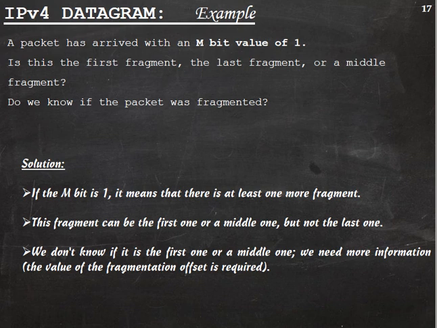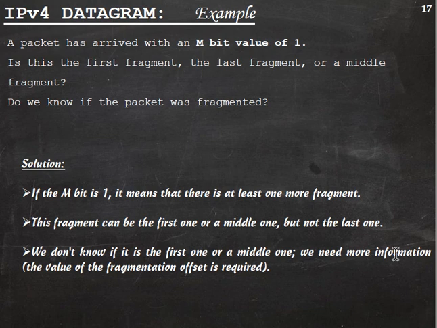As I said, if the value of m is equal to 1, it represents that there are still more fragments. So still more data has to come, and it might be one or more packets. So it is not the last packet. Since the m bit is 1, it means that there is at least one more fragment. This fragment can be the first one or the middle one, but not the last.